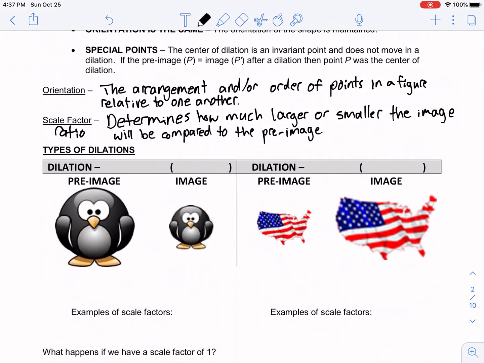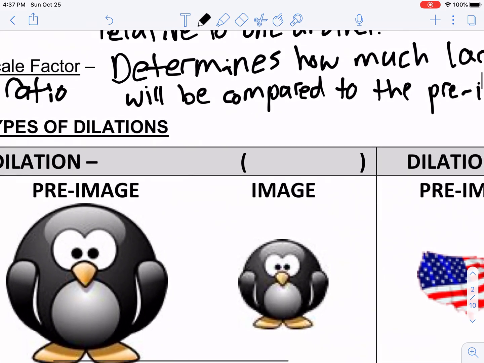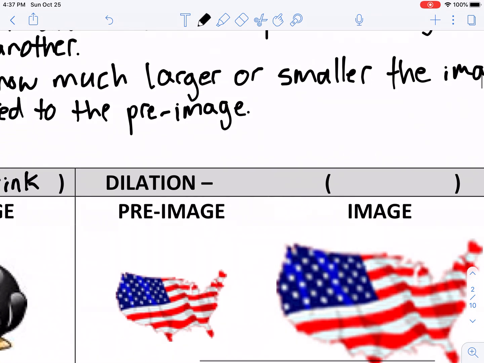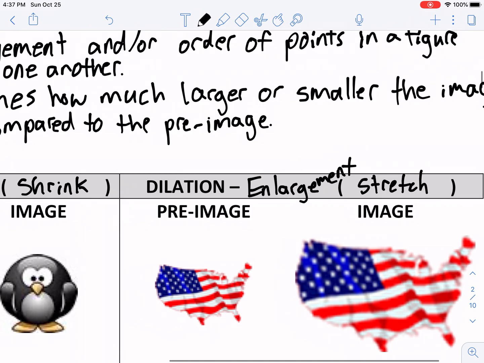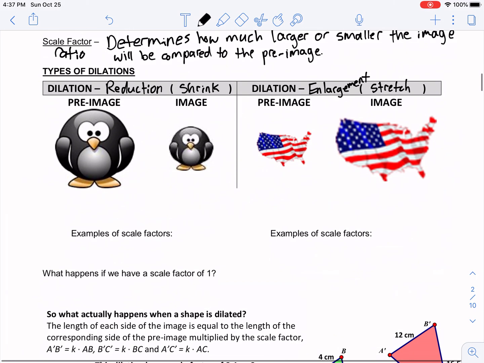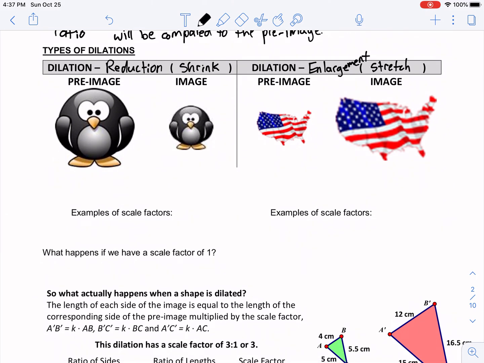Now, there are a couple of different ways this can happen, and I've mentioned this before in words. We can reduce something, so that's called a reduction. Once in a while, you might hear it as a shrink. Or we can enlarge it, an enlargement. Sometimes they say stretch, but I don't like to call it a stretch because we use stretch for something else. Remember, when we talked about stretching something, we said it didn't necessarily maintain size or shape. But I'm going to focus on the words reduction or enlargement, or reducing or enlarging.